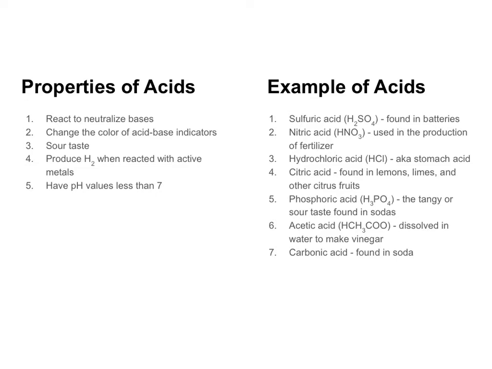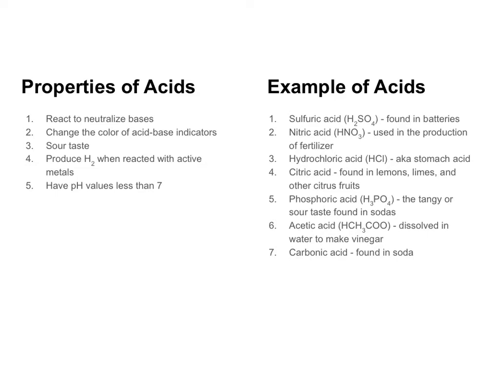Some common examples of acids would be sulfuric acid, which is found in car batteries, nitric acid, which is used in the production of fertilizer, hydrochloric acid, which is stomach acid, and citric acid, which is found in all of your citrus fruits. Phosphoric acid is the tangy or sour taste that's found in sodas. Acetic acid is basically vinegar, and carbonic acid is found in soda.